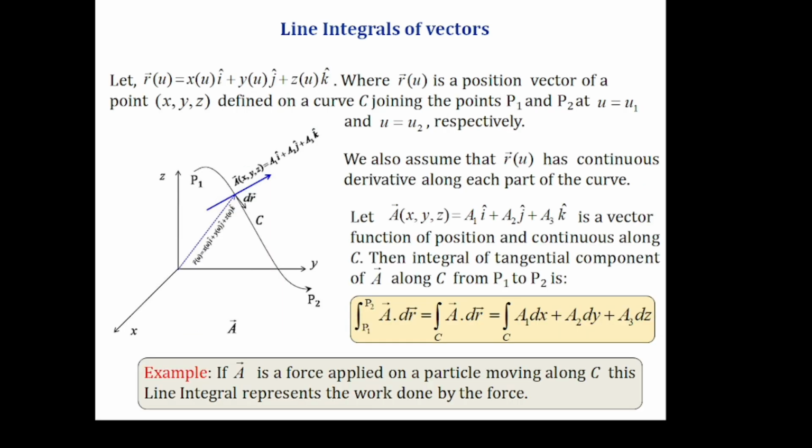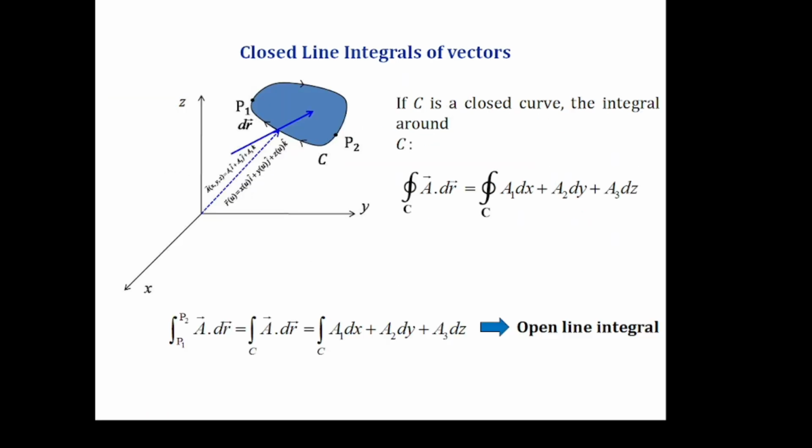So this is the open line integration, that means the curve has P1 and P2 as its starting and final points. The next point is closed line integration. Suppose the curve is closed, that means a particle is starting from P1 to P2 and then it goes again back to P1. So if the curve C is closed, then it is called the closed line integration, the closed integral over C of A dot dr, and this is the open line integration.